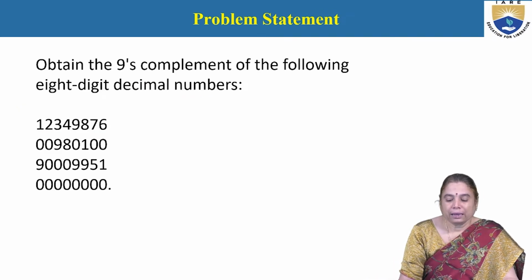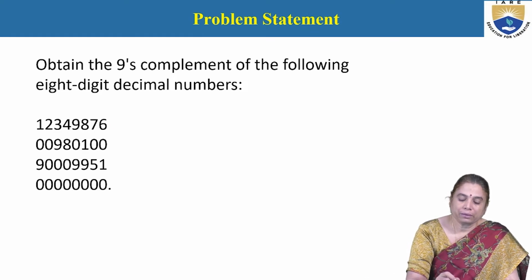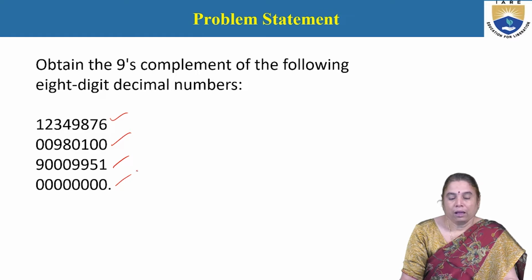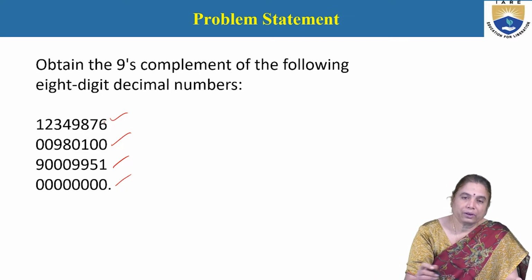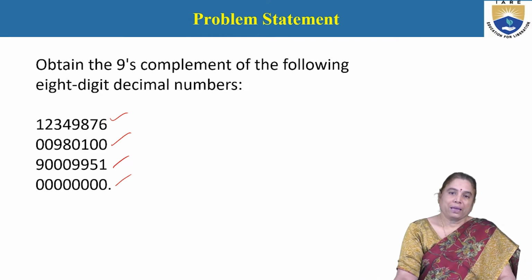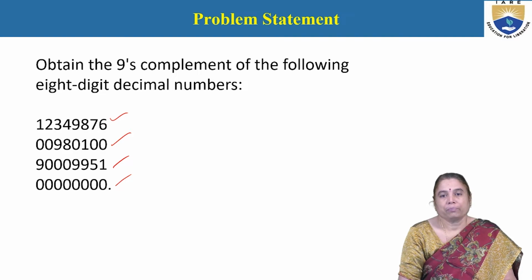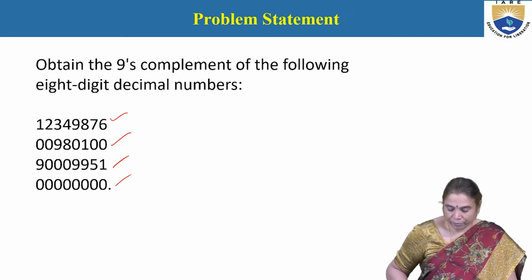Next, obtain the 9's complement of the following 8-digit decimal numbers. So for these numbers, we have to identify the 9's complement. To get the 9's complement, for each digit, how much can be added in order to represent the maximum value of 9.